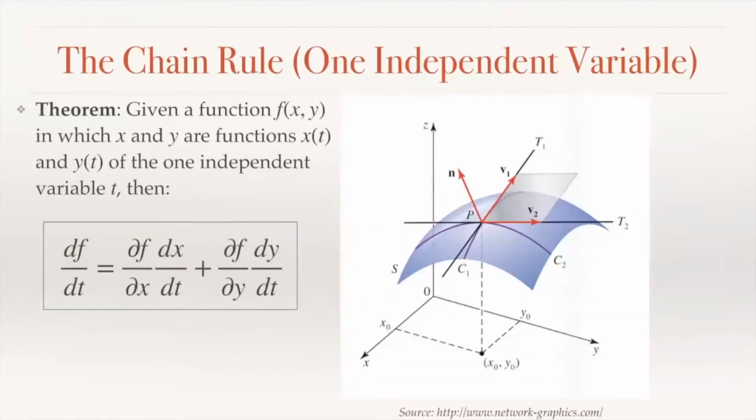Given a function f of x, y, in which x and y are functions of t, then df/dt is df/dx dx/dt plus df/dy dy/dt. And why is this? How can we visualize this? Why does this make sense?